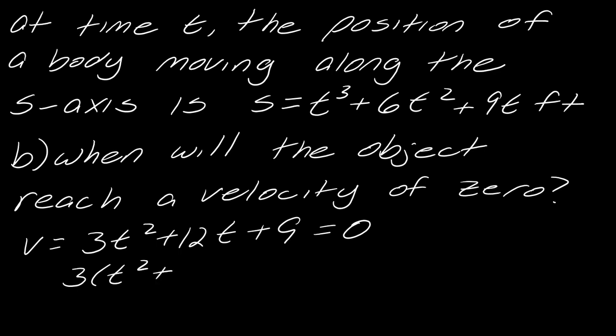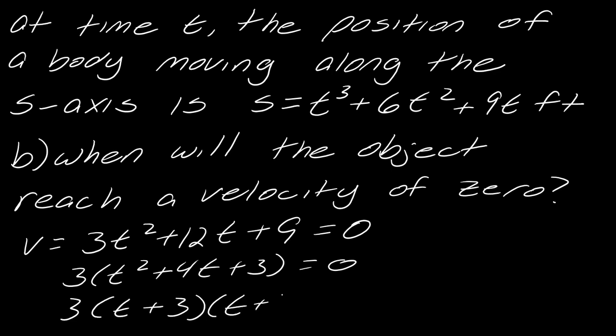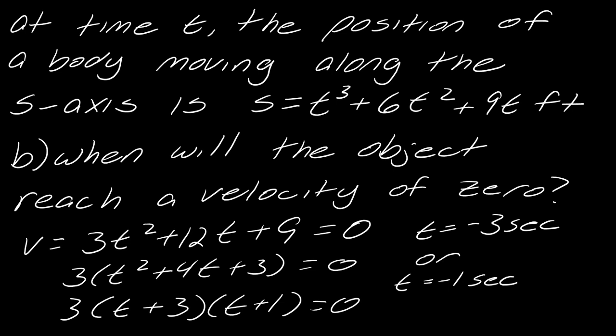So I can factor the 3 out of this, and then I can go ahead and factor the rest. So this factors as t plus 3 and t plus 1. So this will be either t equals -3 seconds or t equals -1 second. Well, what the heck? Can you have negative time? You can't. So you might solve a problem like this and then get these nonsense answers. The interpretation here would be that in this scenario, the object will never actually reach a velocity of 0.